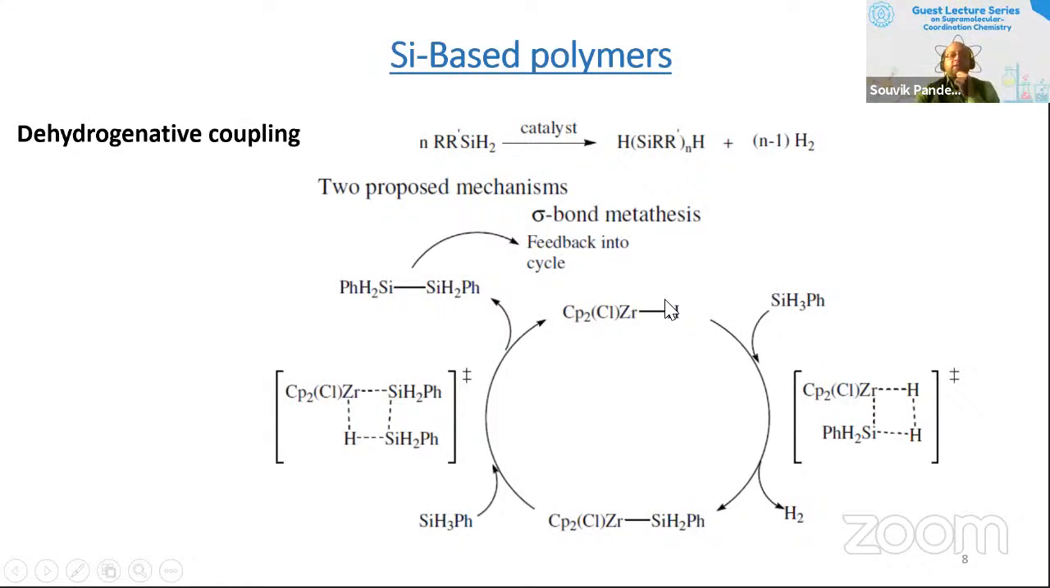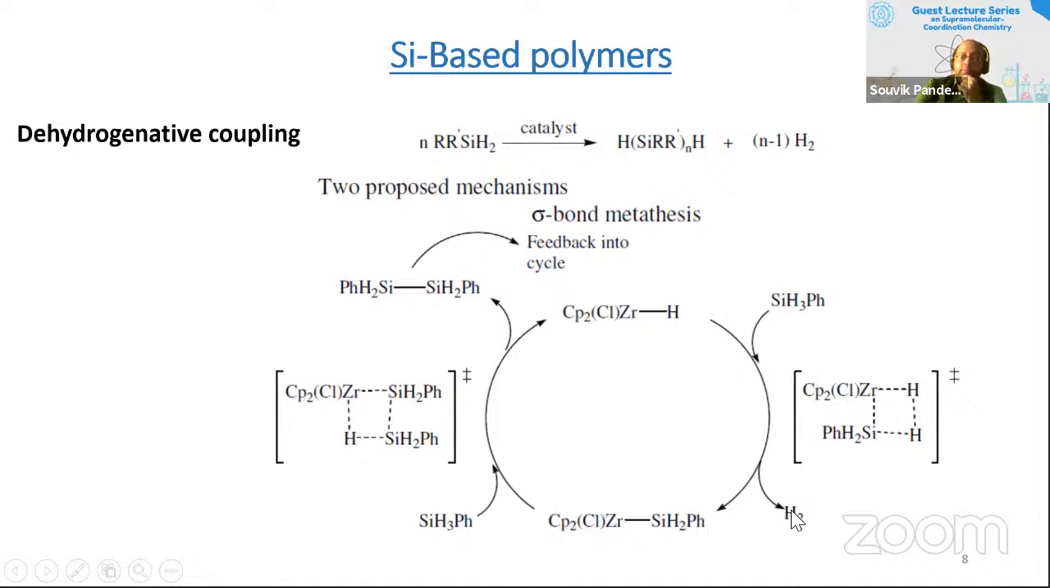So here is the cycle of how the zirconium catalyst works to obtain this silicon polymer. I will not go into details; there is not much to understand. We start with PhSiH3, the primary silane, and with zirconium it forms a cyclic structure where we can see metathesis happen and H2 going out.